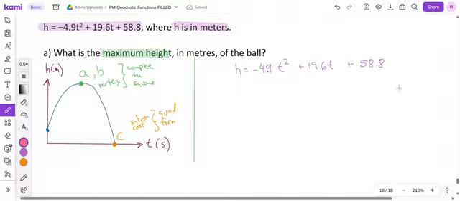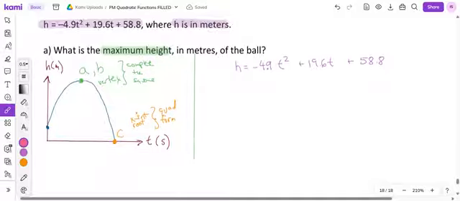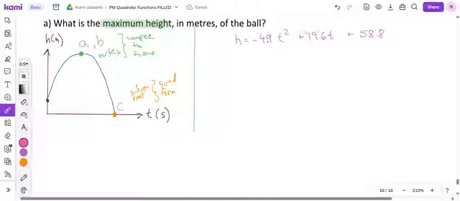So everyone have your calculator out. We've got decimals here. All right, and let's complete the square. Step 1, square brackets. Step 2, factor out negative 4.9. Negative 4.9. Oh, I think this is going to work out nicely.